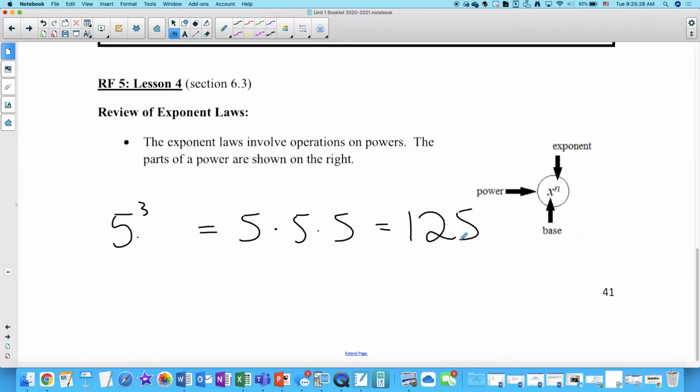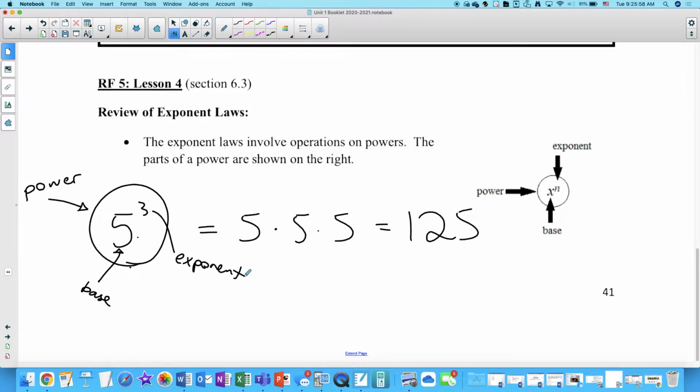Okay, so some vocabulary. This whole thing is not called an exponent. A lot of people think it is. The whole thing is called a power. Okay, a power has two parts. It's got a base, which is 5, and it has an exponent.